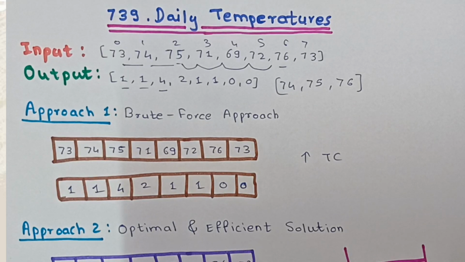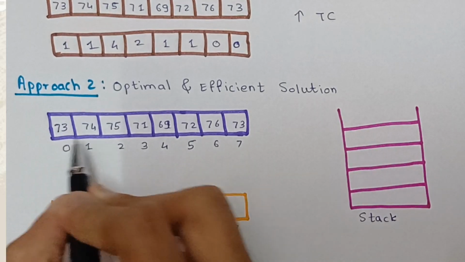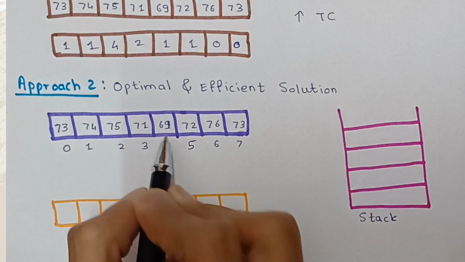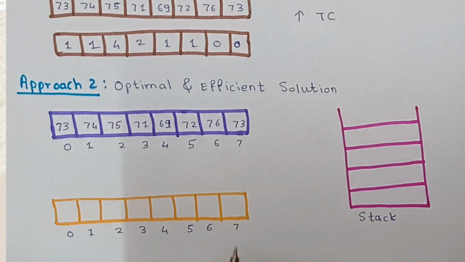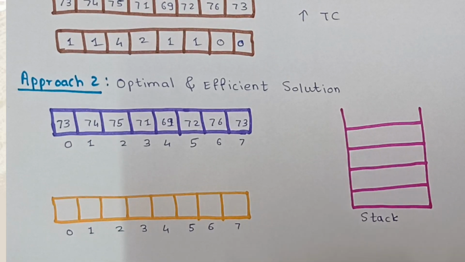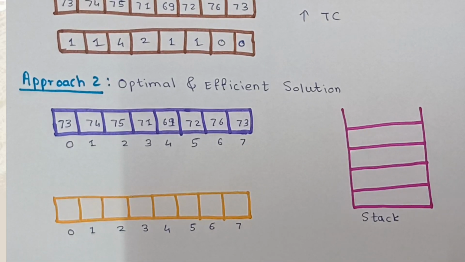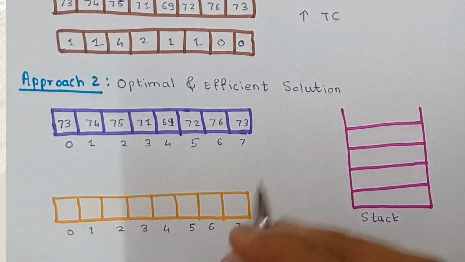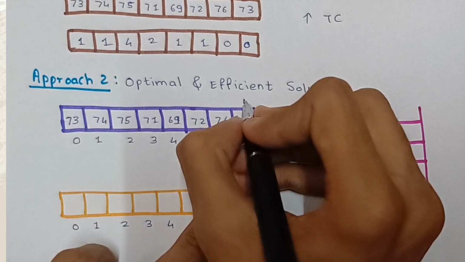We will use a stack here. Here is the given array: 73, 74, 75, 71, 69, 72, 76 and 73. These are the indexes. We will create one new array to store the answers for those elements. We will simply create one stack, which you can give any name. We will traverse from the end of the array. Now our pointer i is here.